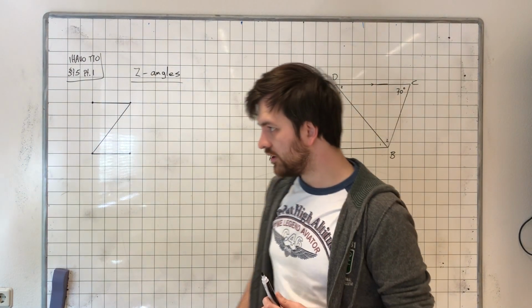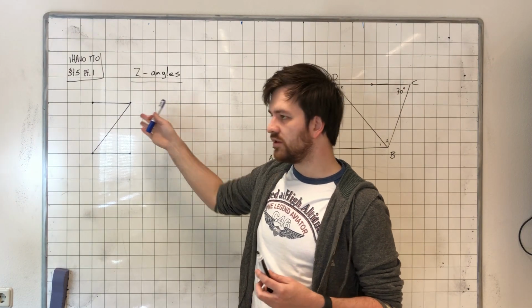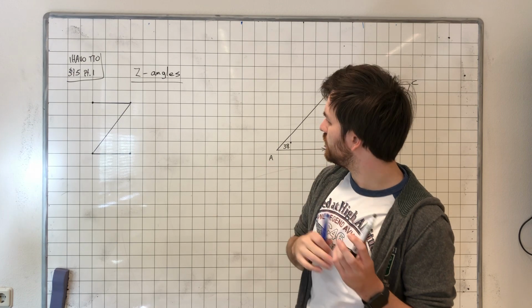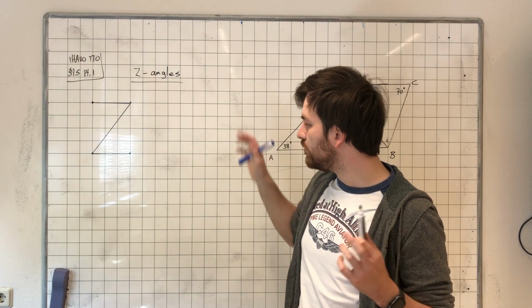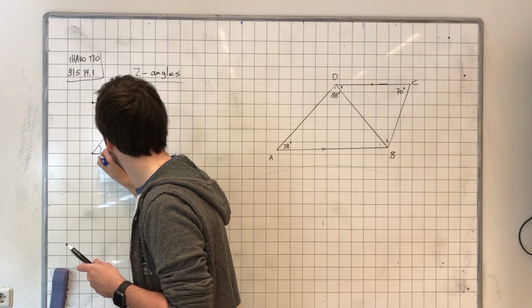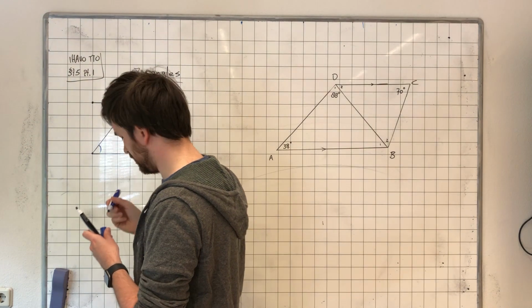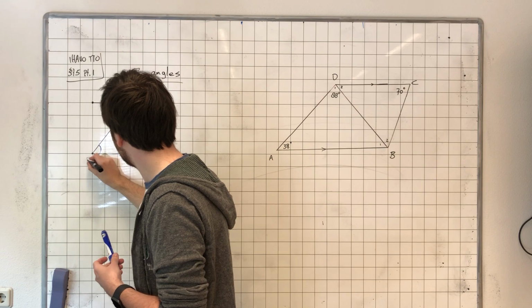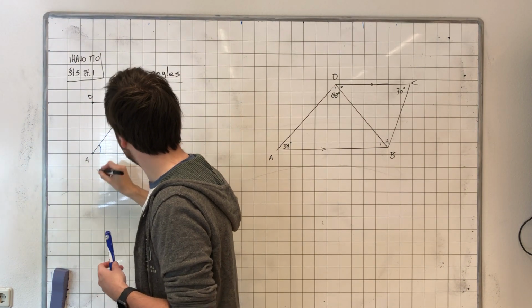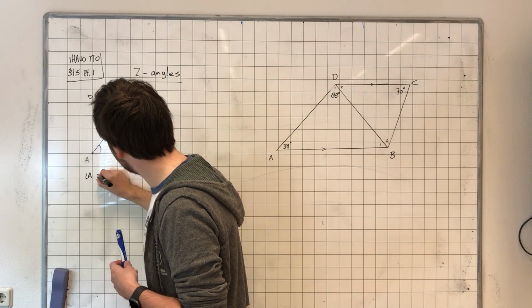And what are Z angles? Well, this kind of shape is something that you can recognize pretty often. And then there are 2 angles that are equal, which is this angle over here, this angle over there. So let's give those angles names, A, B, C, D. In this case, angle A is equal to angle C.